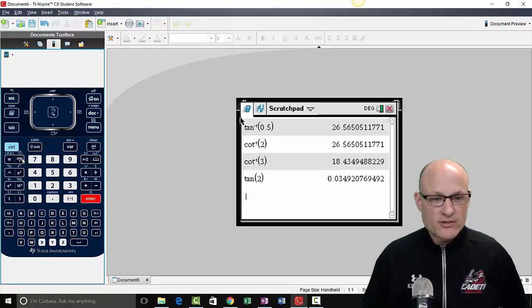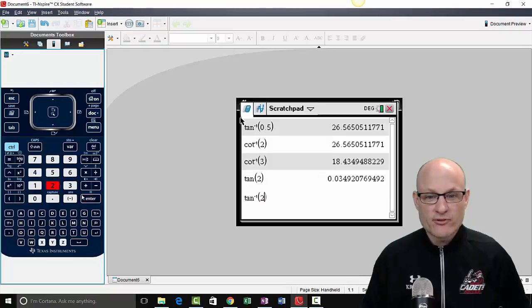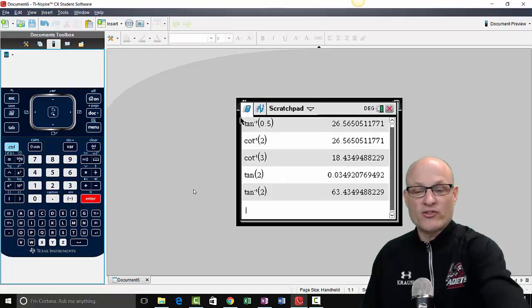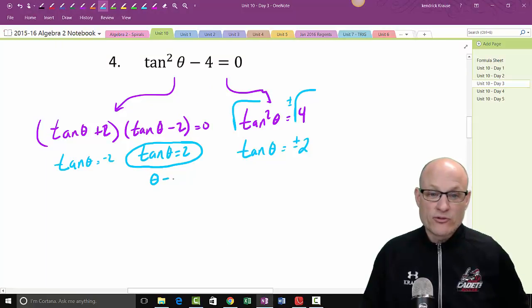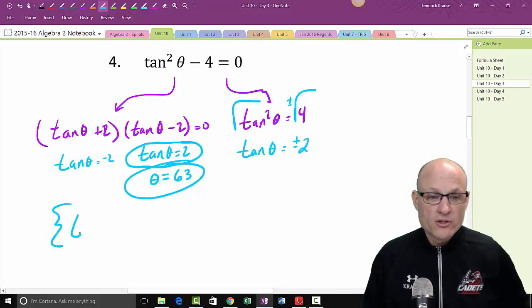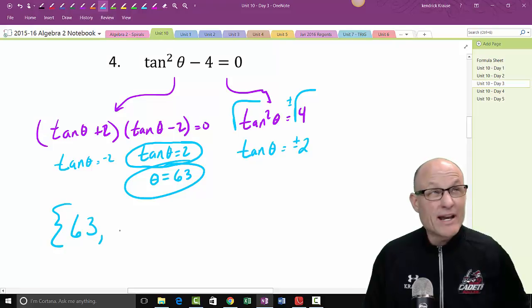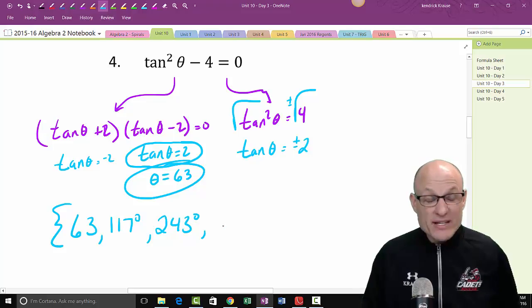Excuse me. I just screwed up. Brain fart. Inverse tangent. I even said it too. Inverse tangent of 2. I want to find the angle. The angle is 63.4. Rounded to the nearest degree, I get theta equals 63. Now, since it's plus or minus, we're going to keep it, and we're going to go to all 4 quadrants. So we're going to do 63. 180 minus 63 is 117. 180 plus 63 degrees is 243. And 360 minus 63 degrees is 297.